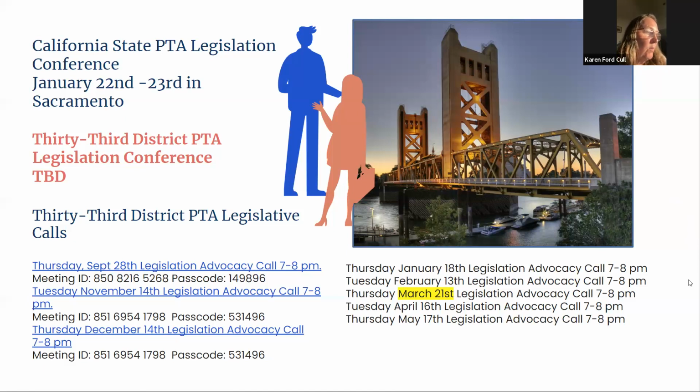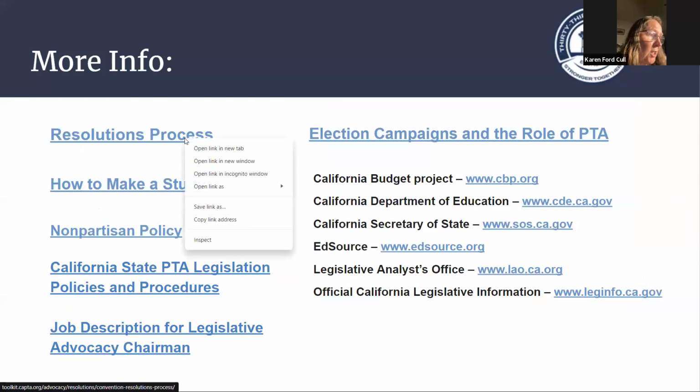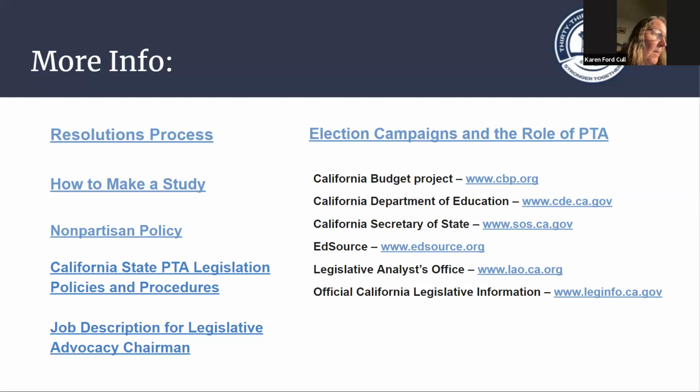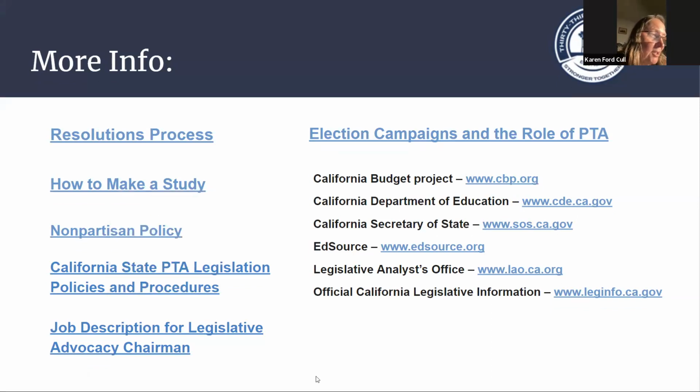The reason why March 21st is highlighted is because I changed that date. On some emails before it said the 14th, but I realized that I had another meeting that night, so I've changed it to the 21st. And then the second to last slide has some more links for you, where you can find more information, how to make a study, the nonpartisan policy, the job description, and something about election campaigns, because I know that some of you do have election campaigns this year, and how to do that.